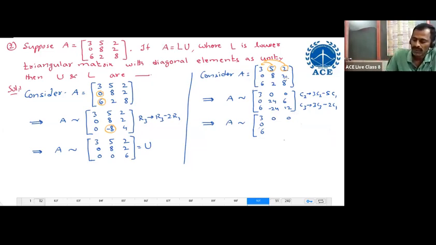First row is complete. Next, we go to the second row. Along the second row, after the second element, it should be 0 only. For making the third column element 0, along this third column, to make this 0, we use the second column.